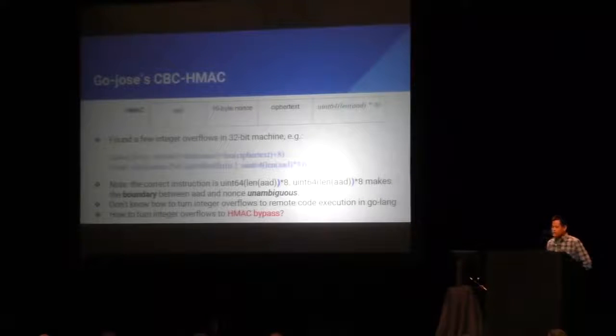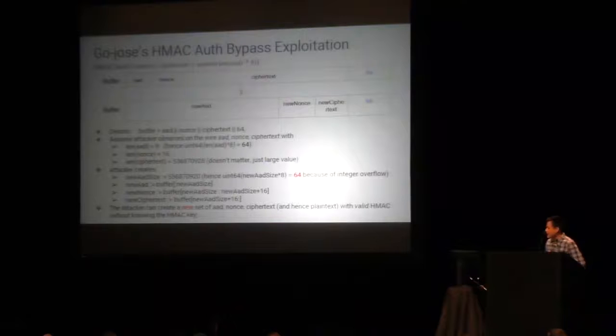go-jose also has CBC-HMAC. The HMAC is computed over the AAD, nonce, and ciphertext. And pay attention to the last component. The last component actually makes the boundary between AAD and nonce unambiguous. And then I found a few integer overflows, but then I wanted to exploit them. I don't know how to turn an integer overflow in Go into remote code execution, but how about HMAC bypass? So the idea is you want to shift the boundary between AAD and nonce.